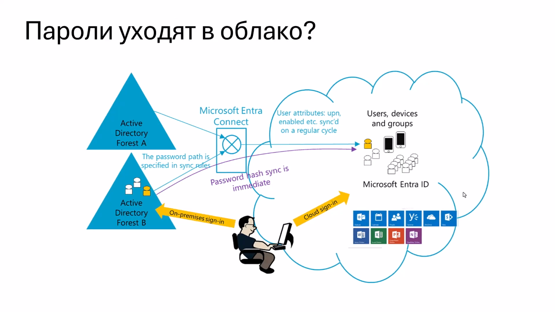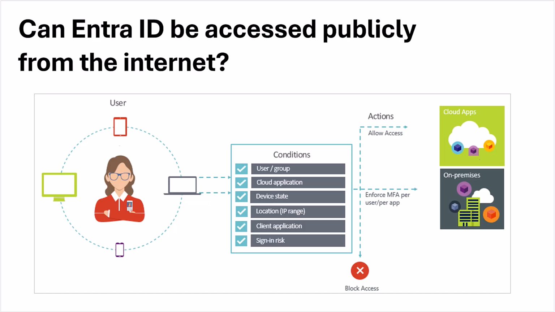Next realization. Anyone can try to connect to Entra ID. Back in the day, domain controllers were inside your network. If an attacker wanted in, they had to breach your perimeter. Now, Entra ID is available publicly. If someone knows your UPN, usually your email address, they can start brute forcing your Entra ID account. If your password is 12345, they'll get in fast.